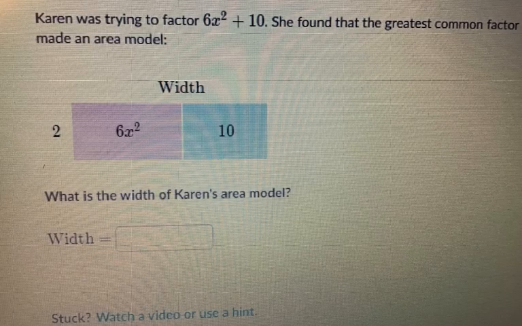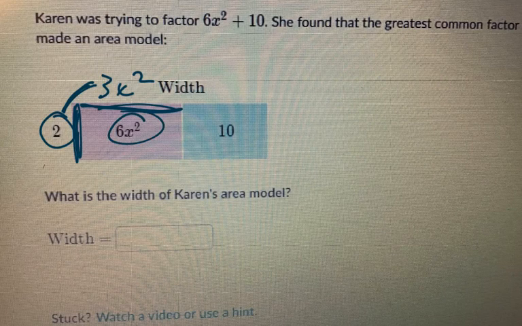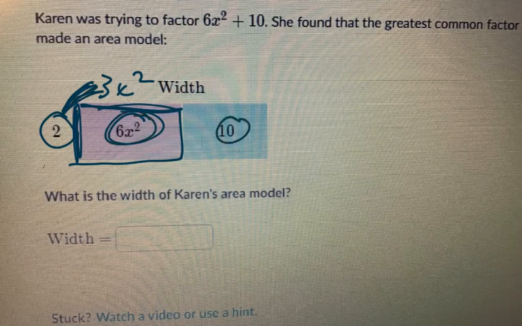Okay. Here's a different way to look at factoring with area models. If I am saying this dimension here is 2, this here you see has to be 3x squared, because 2 times 3x squared is 6x squared. Remember, any rectangle, guys, is always length times width. So this times this is 6x squared. What about the 10? Well, 2 times 5 is 10.